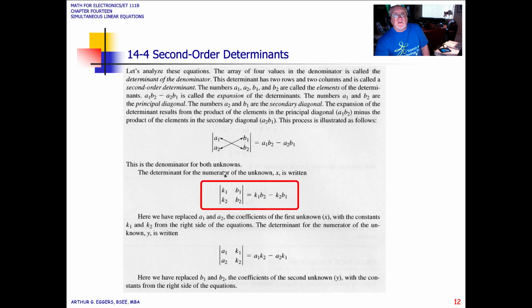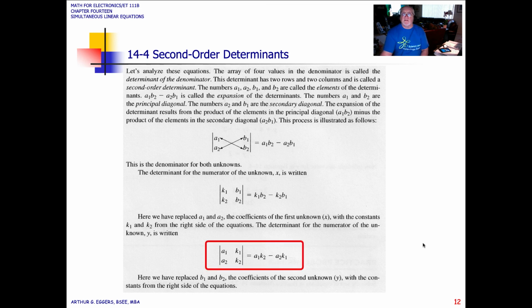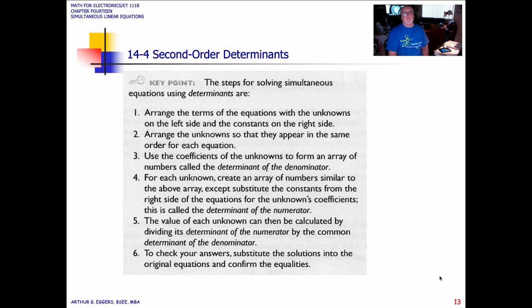Okay, so the determinant for the numerator of the unknown x is written, as we just showed. Here we have replaced A1 and A2, the coefficients of the first unknown x, with the constants K1 and K2 from the right side of the equations. The determinant of the numerator of the unknown y then is written. So you can see they look similar, but you've got b terms and a terms in each case. Here we replaced in the second one, b1 and b2, the coefficients of the second unknown y, with the constants from the right side of the equations. So that's all pretty much the setup for second-order determinants.